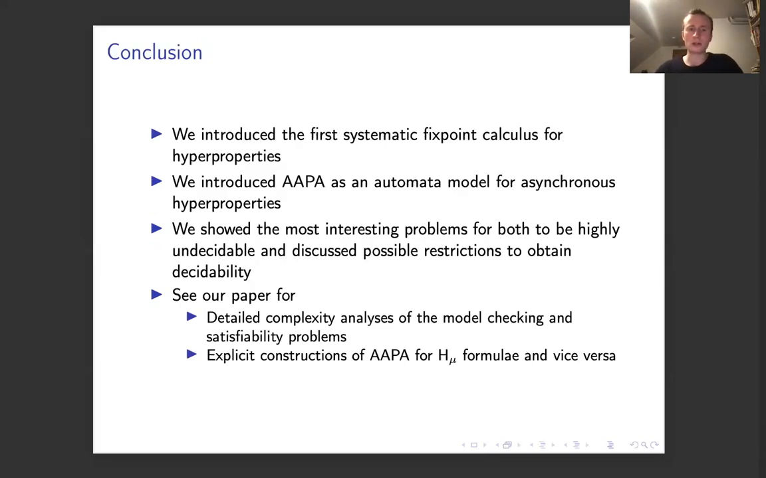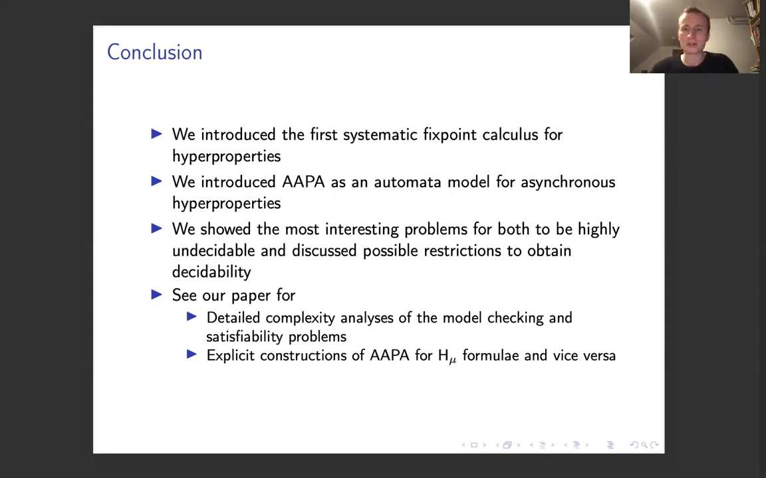Finally, as we are approaching the end of this talk, it is convenient to once again summarize what we discussed today. So first of all, we introduced the concept of asynchronous hyperproperties, and then introduced the first systematic fixed point calculus for hyperproperties. Secondly, we introduced AAPA as an automata model for asynchronous hyperproperties, and we unfortunately showed the most interesting problems for both models to be highly undecidable. But fortunately, we could also find possible restrictions that allow us to obtain decidability once again.